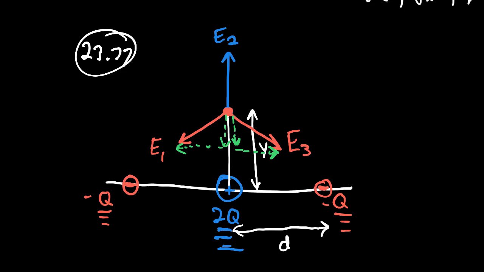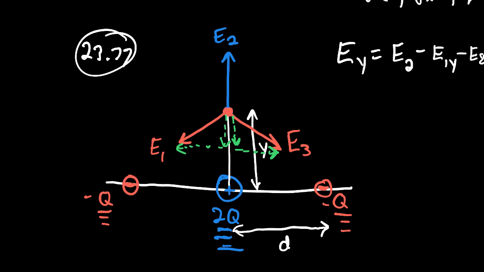What can I notice about E1x and E3x? Same distance, but what direction? Opposite. If they're the same magnitude but opposite directions, what do they do? Cancel out. So how much electric field do I have in the x direction? None. It goes away. So I only have to calculate the electric field in the y direction. So Ey, the total electric field, is going to be E2 minus E1 in the y minus E3 in the y.